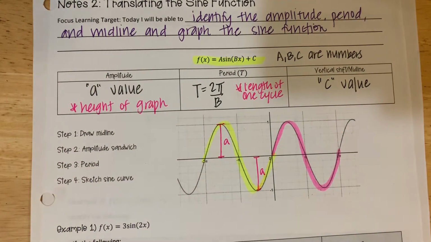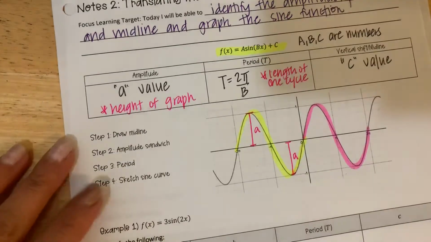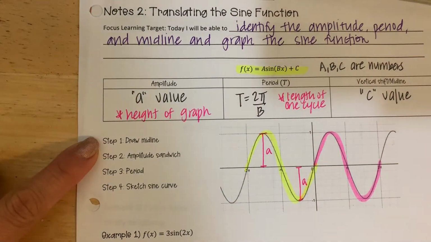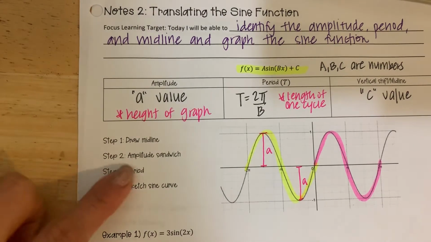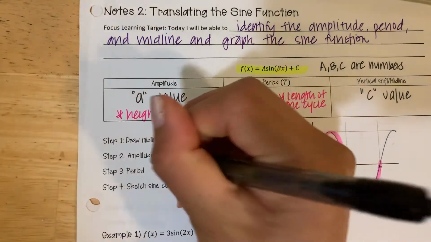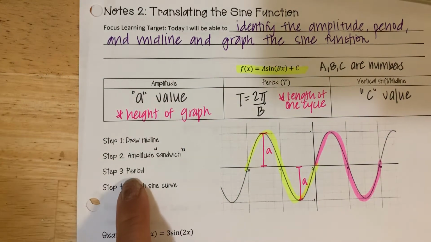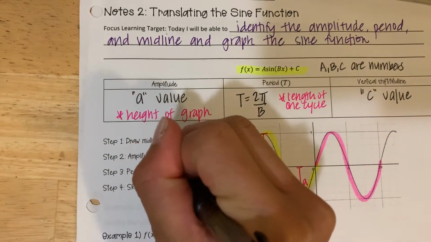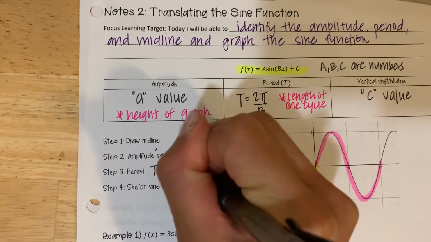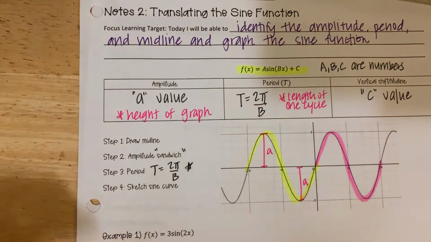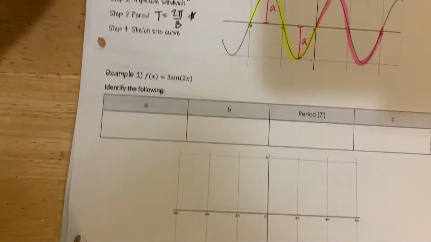So the very first thing we're going to do is go ahead and type in all the steps. So step number 1 is draw the midline. Step number 2 is the amplitude sandwich, which is what I will discuss. Step 3 is to find the period, remember, which is 2 pi over b. This is a super important formula. And then you'll sketch the sine curve. So let's take a look at our very first example.